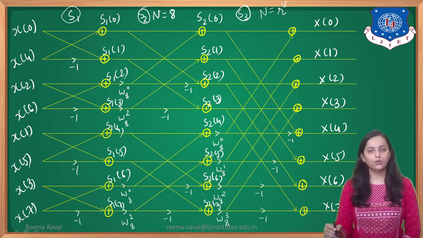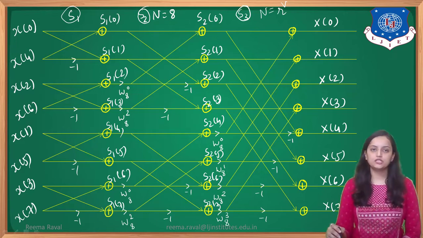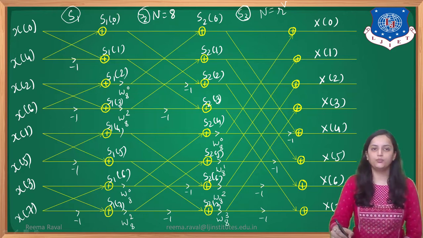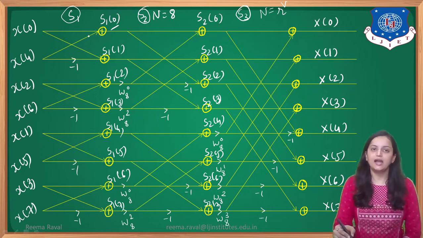Now what we are going to do is obtain the equations for each and every stage in terms of input and Twiddle factor by considering this sign. Let's say for example, if you want to find the output S1[0]. As you can see at S1[0], the adder is there. To this adder there are 2 inputs. One input from x[0] and the second input is from x[4]. So we can say that S1[0] will be equal to x[0] plus x[4].